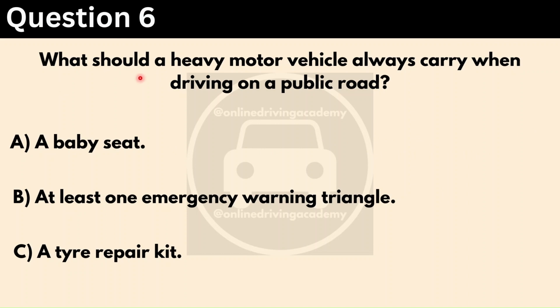Question 6. What should a heavy motor vehicle always carry when driving on a public road? Is it option A, a baby seat? Is it option B, at least one emergency warning triangle? Or is it option C, a tire repair kit? Correct option here would be option B.